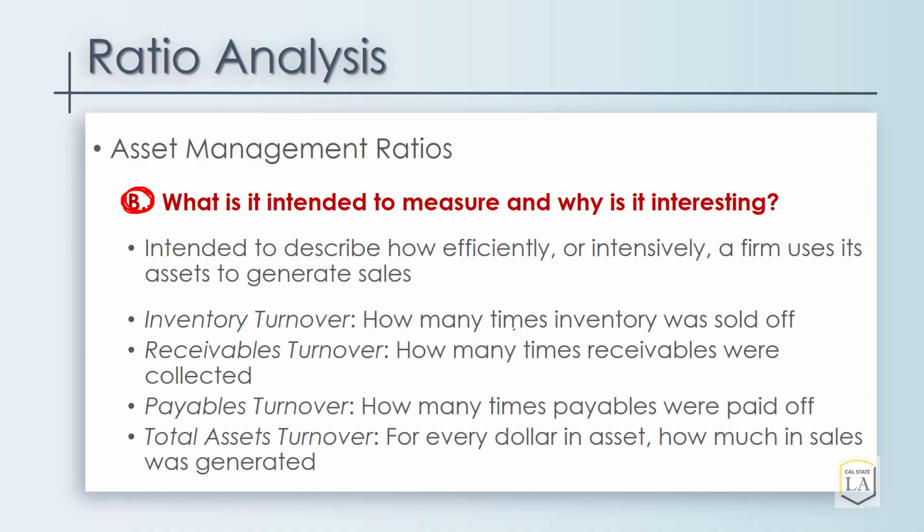So how many cycles, how many times was inventory completely sold off? That would be inventory turnover. And receivables turnover would be how many cycles, how many times your receivables were completely collected. Payables turnover, how many times your payables were paid off, okay? Finally, assets turnover is a little bit different. For every dollar of asset, per dollar of asset, how much in sales did you generate? So the number of cycles, that's what these turnover ratios are trying to measure.